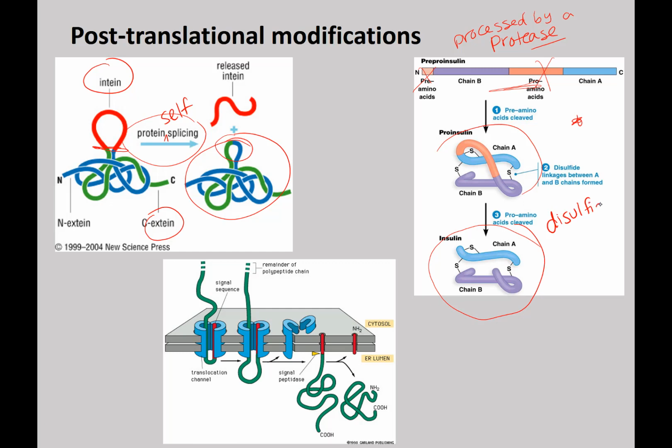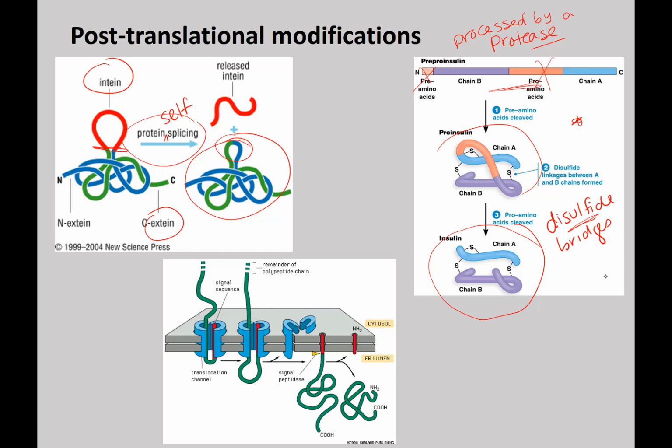Disulfide bridges between cysteine amino acids can connect these two chains. Disulfide bridges sometimes are made co-translationally and sometimes made post-translationally.